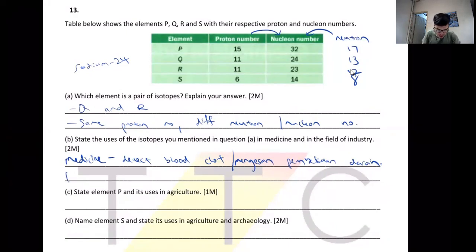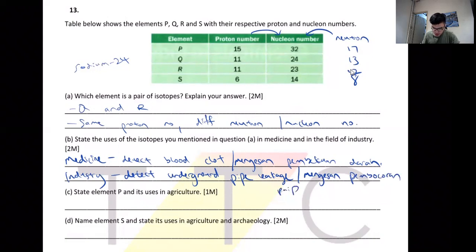Okay, how about industry? You can also use this in pipes. This is to detect underground pipe leakage, to find out where the leak is. So you just put sodium 24 into your underground pipe. If you put some detector on the ground, and one part is very radioactive, you know sodium 24 is coming up from underground. You know there's a leakage there. So, detect underground pipe leakage, untuk memesan kebocoran pipe bawah tanah.